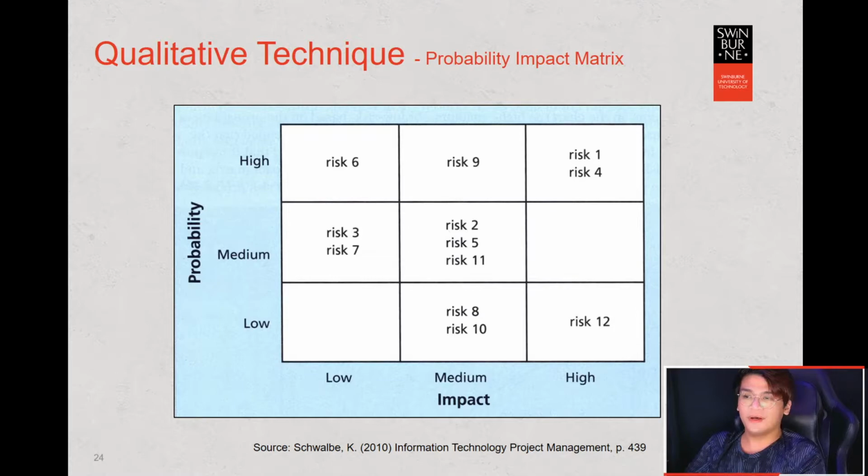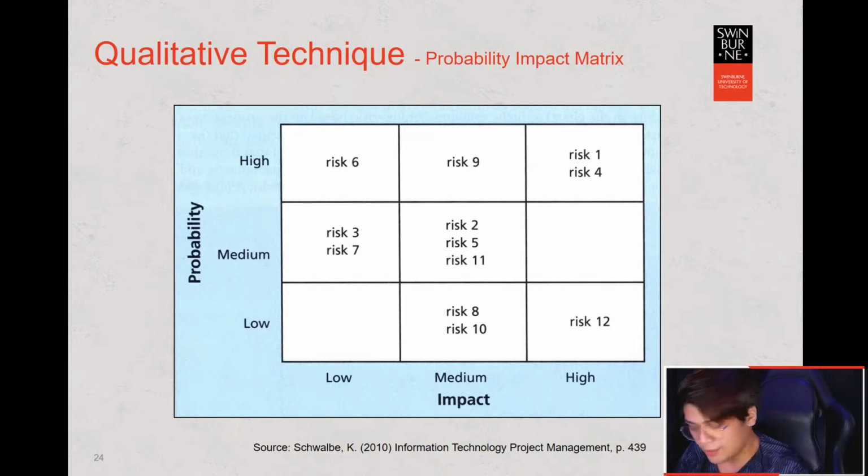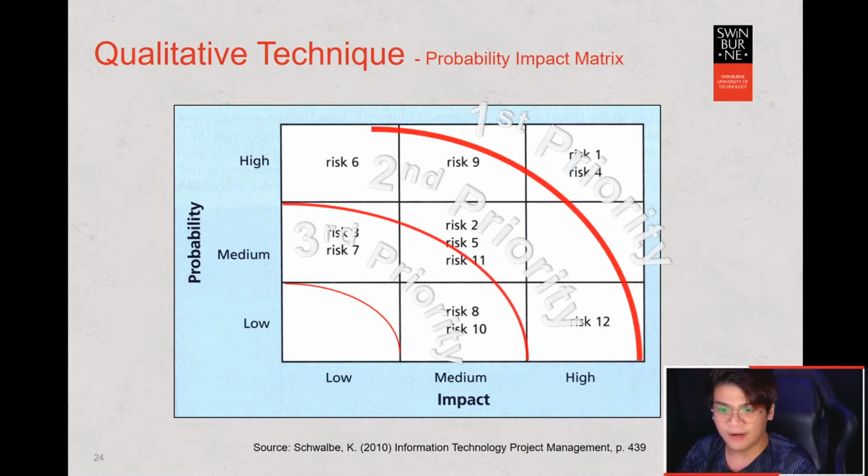Next, we have the qualitative technique, which is the probability impact matrix. I prefer to use the qualitative technique, as these techniques are better suited for having guesses as input. However, it is difficult to combine risks to allow us to identify risky stages of this project. Something like this. Let me see. First priority over here.